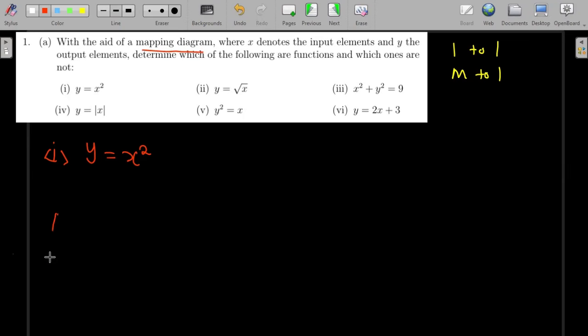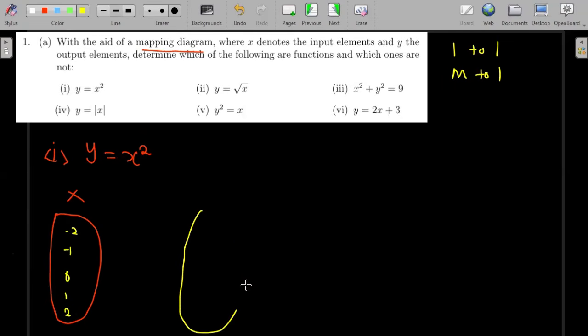So I'm going to draw a set here, X. Okay, I'm going to say this is my X. And then in this X, I'm just going to pick some random numbers that I can put there. Okay, so I'll say maybe -2, -1, 0, 1, and 2. So this is my set X.